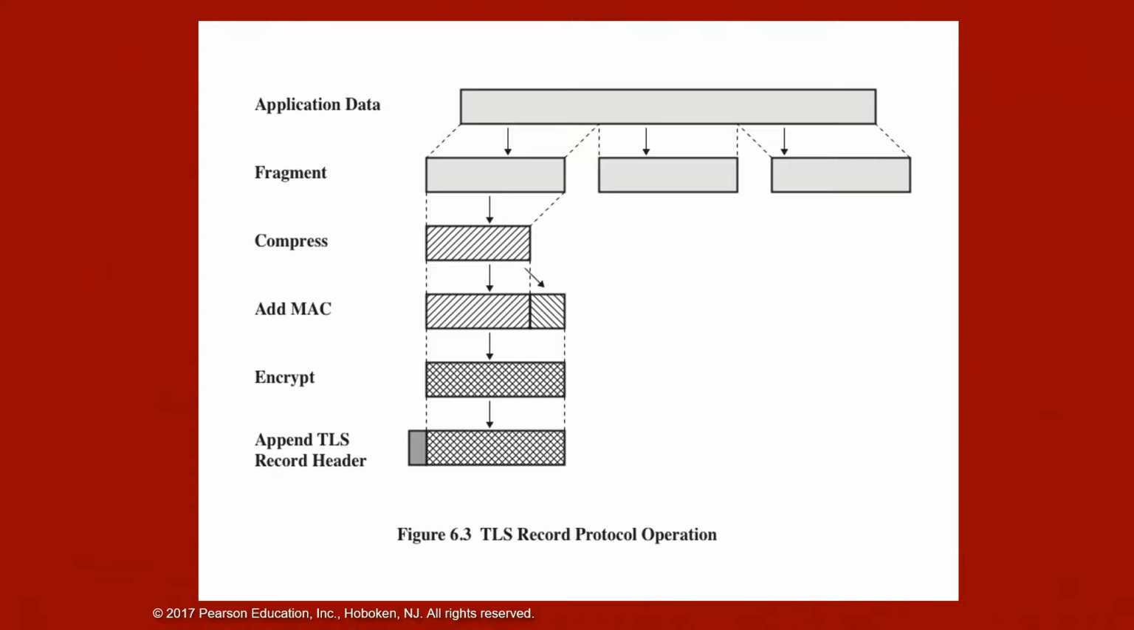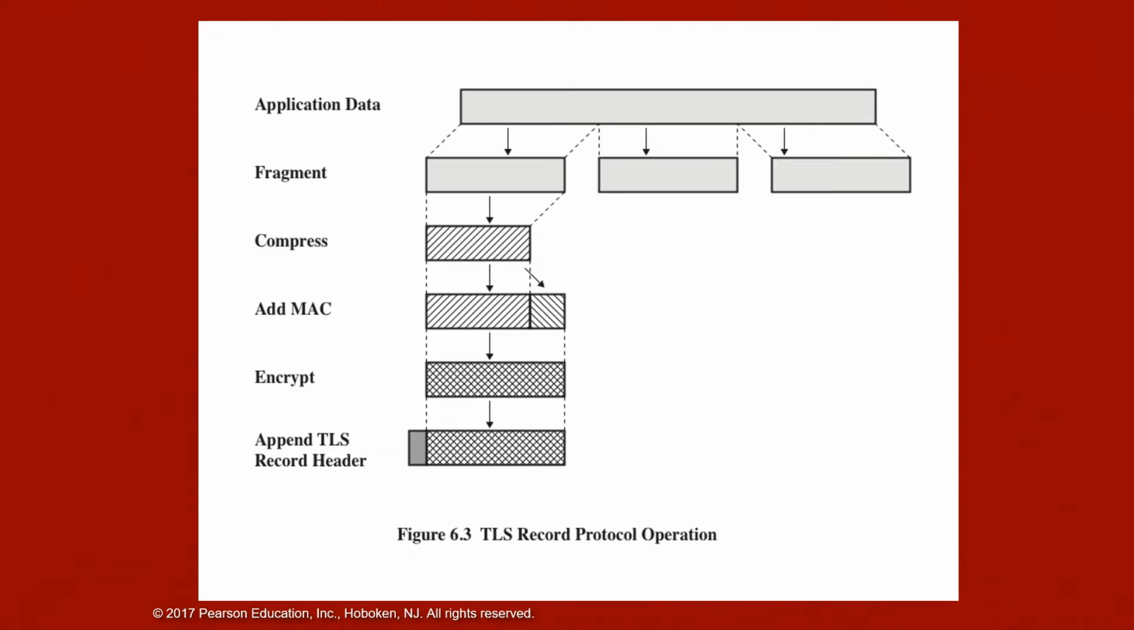The record protocol takes an application message to be transmitted, fragments the data into manageable blocks, optionally compresses the data, applies a MAC, encrypts, adds a header, and transmits the resulting unit in a TCP segment. Received data are decrypted, verified, decompressed, and reassembled before being delivered to the higher level users. The first step is fragmentation.